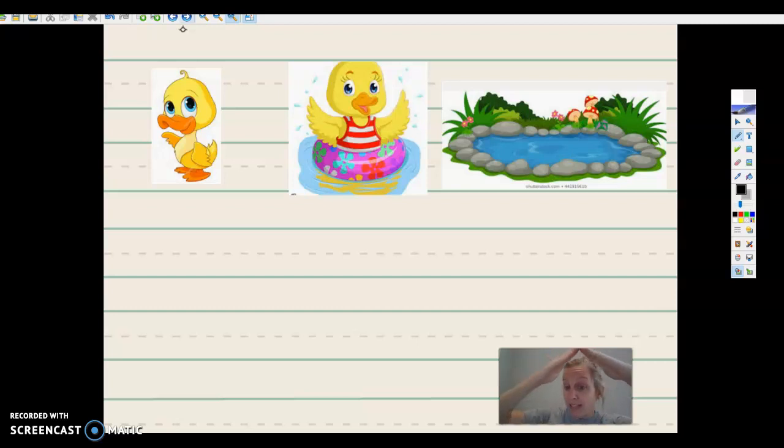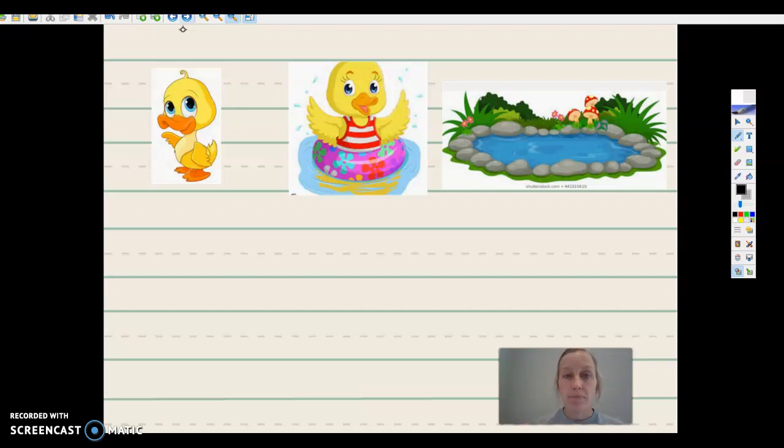Pond is a place that you can go. So a pond is a noun. A noun is a person, place, or thing. So we are going to build the sentence. Now I can't say duck swims pond. That's baby talk. We need those small connecting words in between.